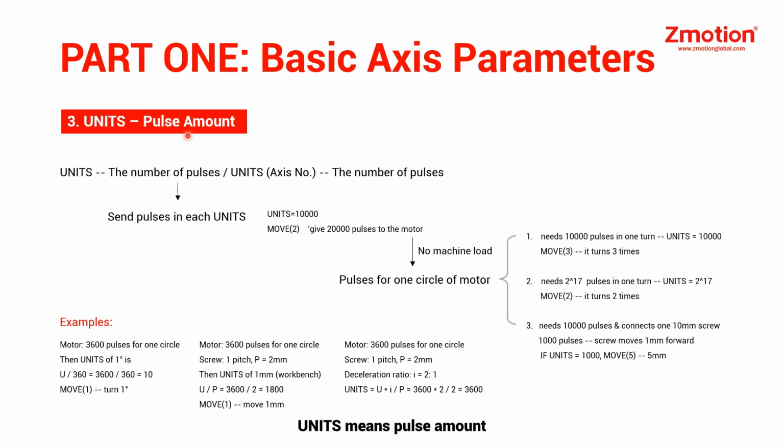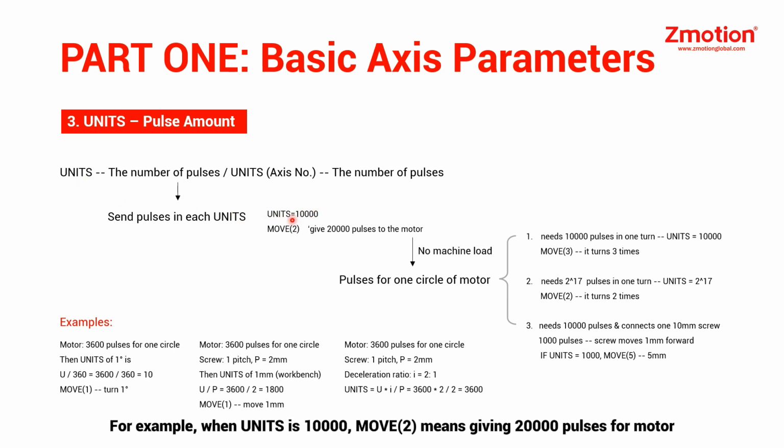Units means pulse amount. The controller takes units as the basic unit, then specifies the number of pulses to be sent in each unit. The precision can be up to 5 decimal places. Now, it can be known that units connects user units and pulse units. For example, when units is 10,000, move 2 means giving 20,000 pulses for motors.